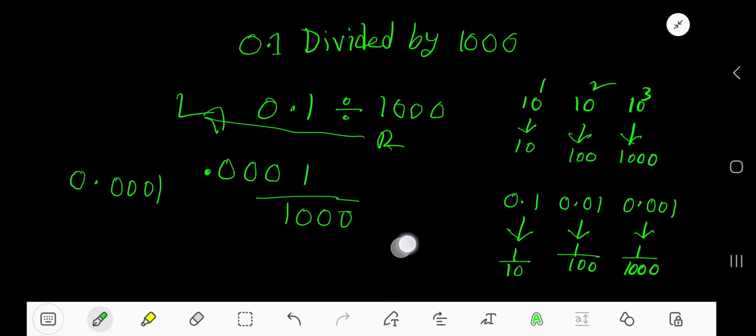Look, there are powers of 10. These are called powers of 10. These are also called powers of 10. But these are greater than 1. These are less than 1.